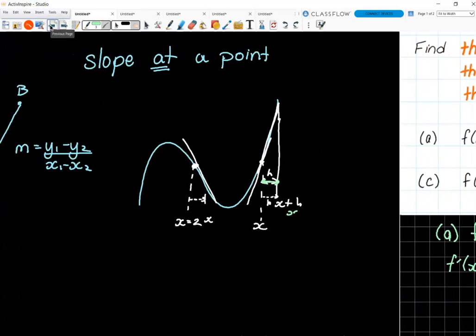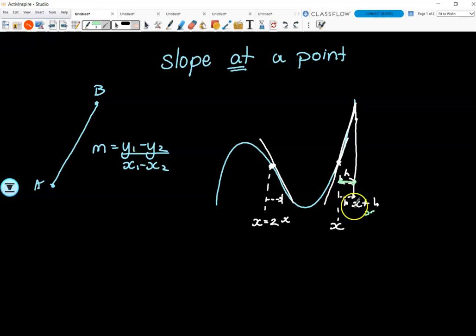And your y values up here, well, when x is x plus h, if this is f of x, wouldn't my y value be f of x plus h? And my other y value would be f of x. So that's why we've got f of x plus h minus f of x. It's y2 take y1, correct?